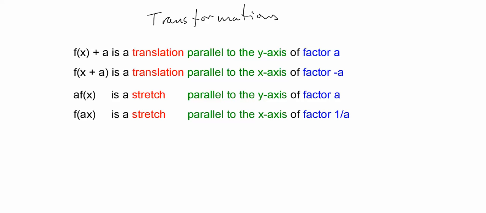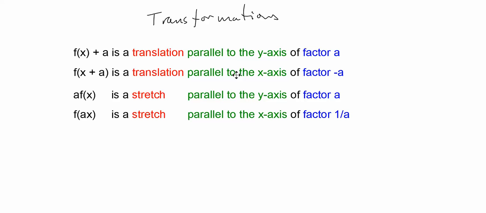To summarise so far, then, f of x plus a, so adding a number to the function, is a translation parallel to the y-axis of factor a. Those three things need to be written when you describe a transformation. F of x plus a, where you're adding a number to the x, is a translation parallel to the x-axis of factor minus a. So f of x minus a is a translation parallel to the x-axis of factor a.